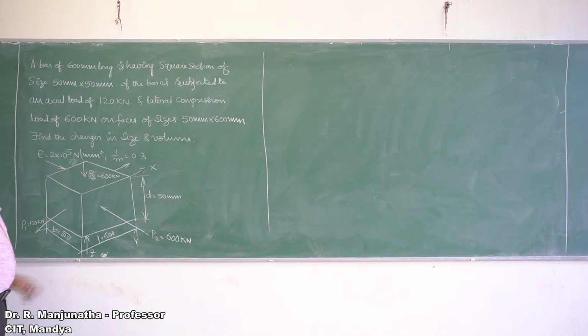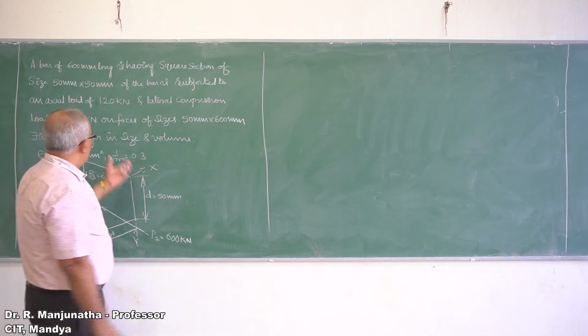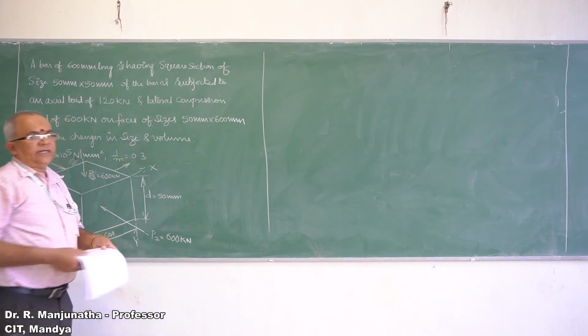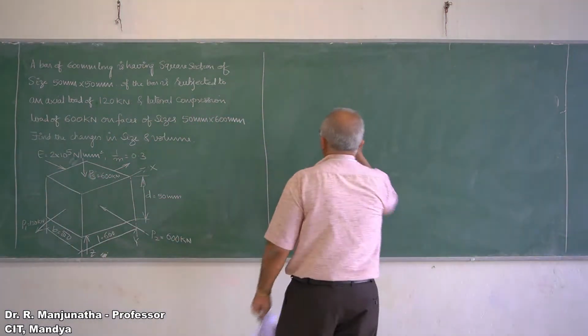Similarly, there is a lateral compressive load in the z direction, while this one is in the y direction. The compressive load in the z direction, P3, is equal to 600 kN on the faces of 50 by 600. So this length is 50, this width is 50 and this length is 600. This is how you analyze this problem: find the changes in size and the volume of the rectangular bar. First we take the stress in the direction of xx.